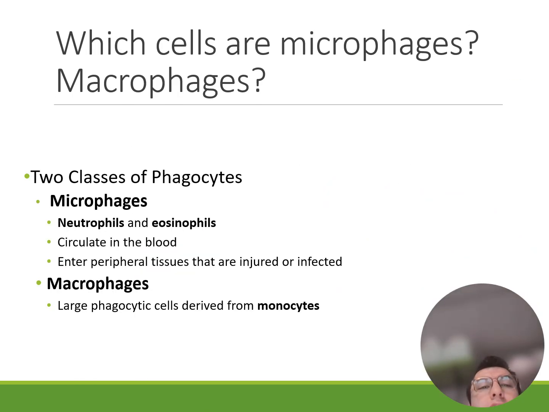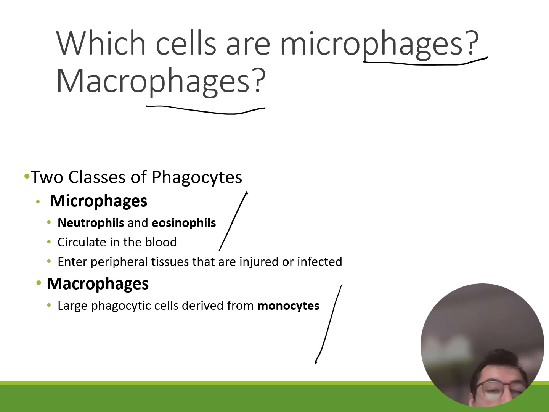Which cells are macrophages and how do they differentiate from macrophages? The key distinction here is that they are both phages. Phagocytes means that they engulf debris, they engulf cells. Now, the degree as to what they do is where the difference comes from. Macrophages, such as neutrophils and eosinophils, they engulf a smaller type of the debris or a bacteria. Macrophages, which derive from monocytes, are large phagocytic cells. They can engulf big bacteria.